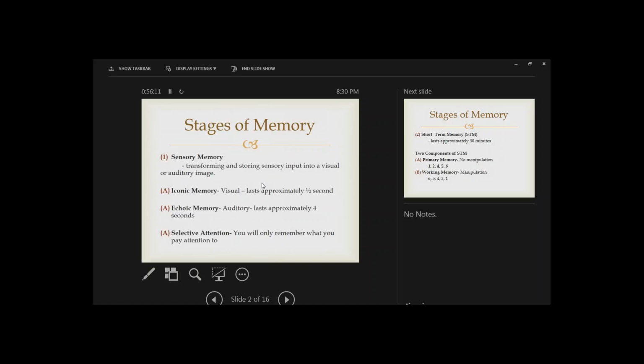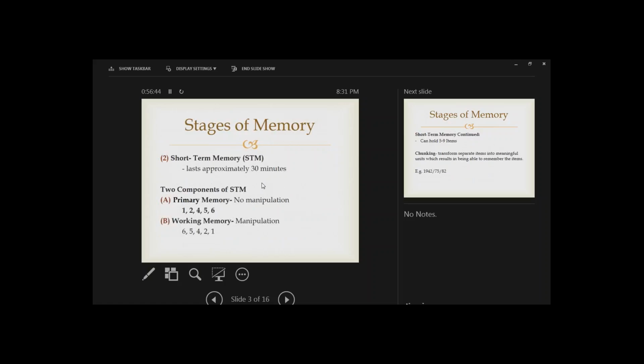So some people can multitask, some can't. And a lot of that has to do with this theory of selective attention, which means you're only going to remember what you pay attention to. It has to be this conscious thing. Now, with sensory memory, again, it's stage 1, because I'm going to talk about something different that goes in phases, but it's not stages, okay?